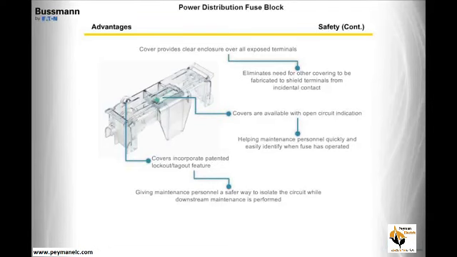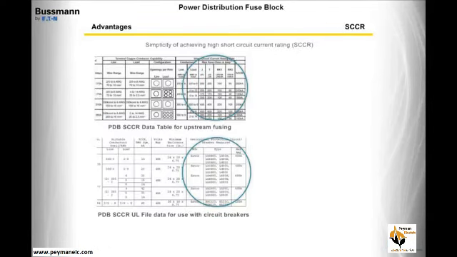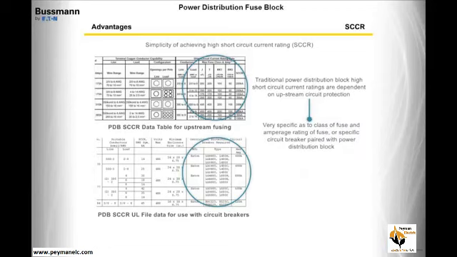Another key advantage of using Bussmann's new power distribution fuse block is the simplicity of achieving a high short-circuit current rating, SCCR, using these products. Traditional power distribution block high short-circuit current ratings are dependent on upstream circuit protection. These ratings are very specific as to the class of fuse and the amperage rating of the fuse, or the specific circuit breaker paired with the power distribution block to achieve a high short-circuit current rating.